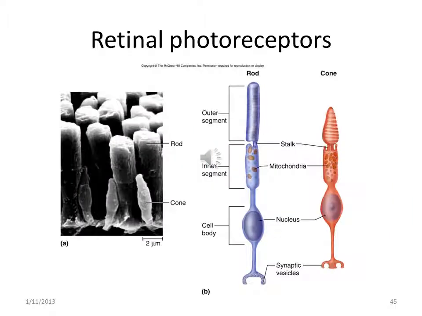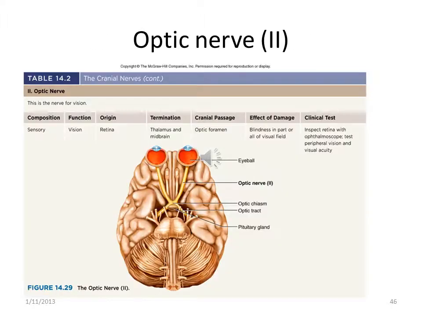On this slide is just a picture showing the difference between rods and cones. You can see that the rods are much larger, the cones are smaller. Once the light waves have been converted to action potentials by the retinal photoreceptors, those action potentials are traveling through the optic nerve to reach visual parts of the cerebral cortex.